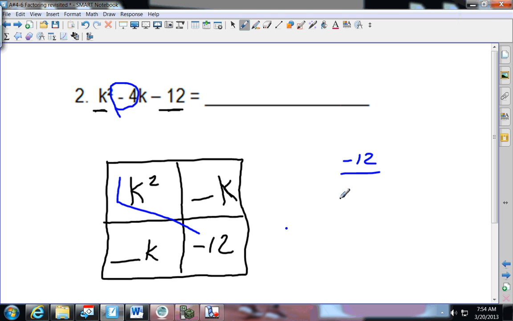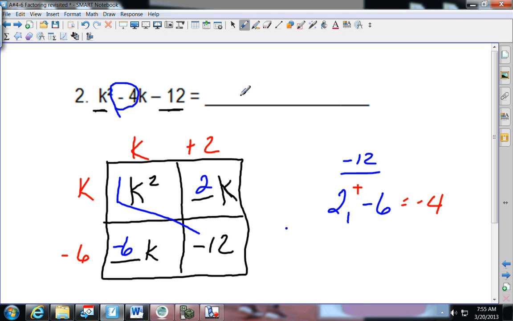2 and negative 6, because when you add them together, they give you negative 4. So I'm going to put 2 and negative 6. It doesn't matter which one of these two spots I put it in. K squared splits up as k and k. K times what is 2k? Plus 2. K times what is negative 6k? Negative 6. So my answer is k minus 6 times k plus 2.